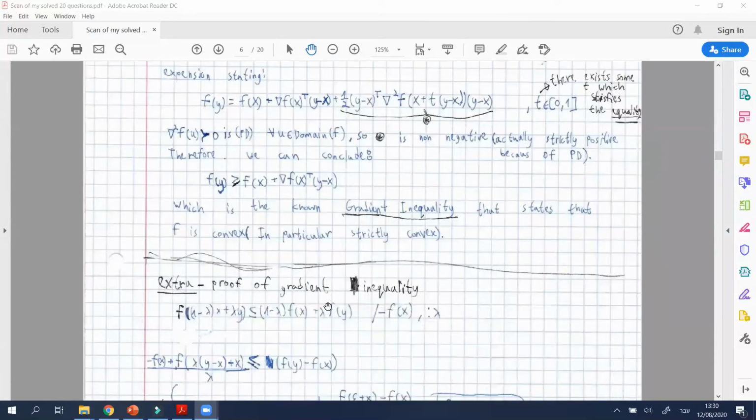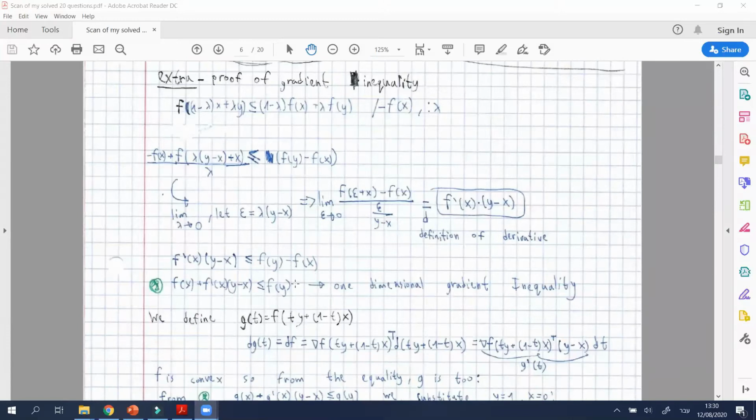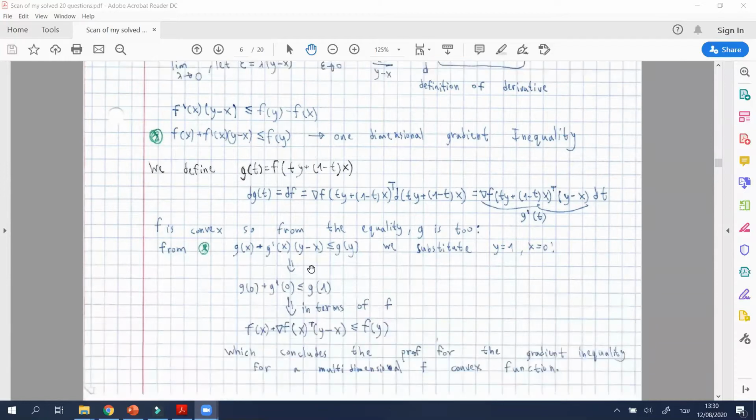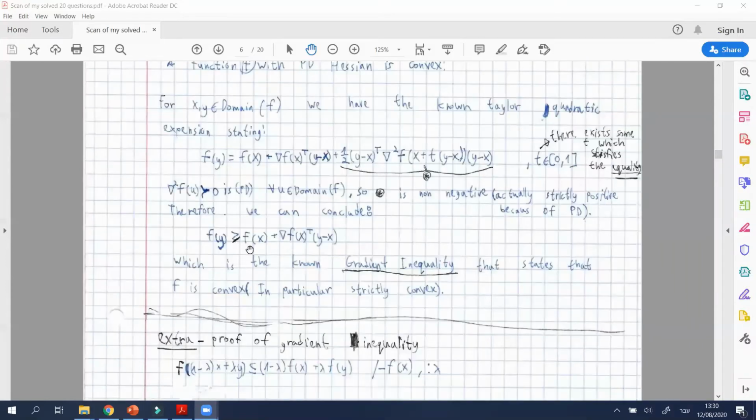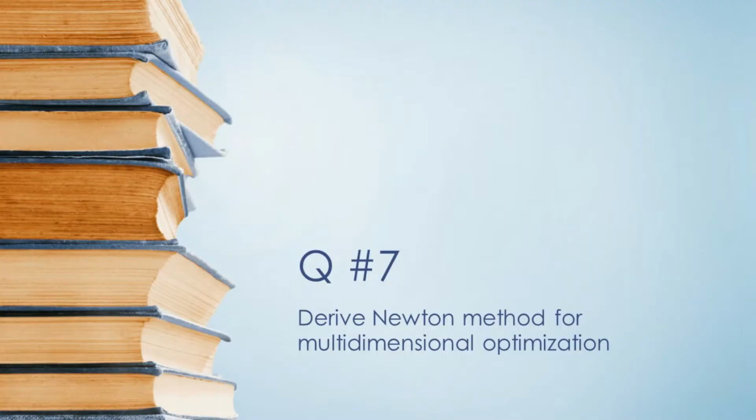I'm just going to show it to you. You can pause the video and look at the proof of the gradient inequality, which I've done, and it's an if and only if. And by achieving this here, which is the gradient inequality, we know that we got what we wanted, because f has a PD Hessian and it's convex.